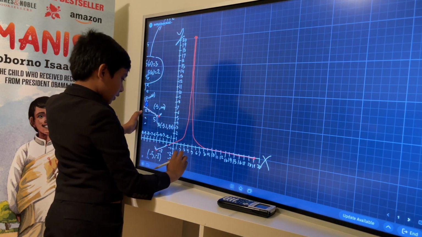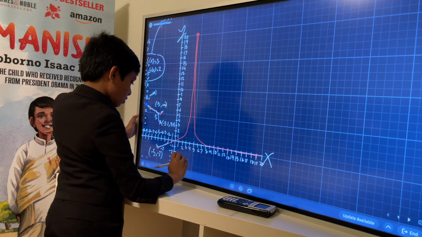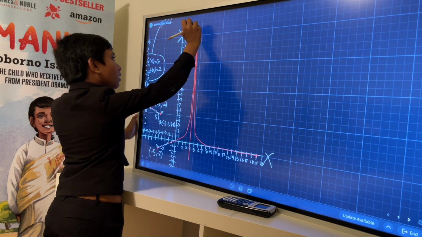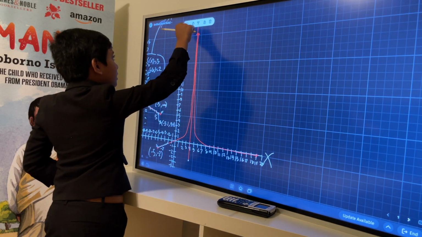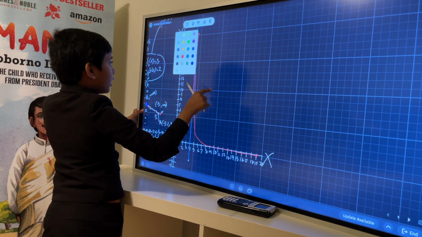That's not what I wanted. Sorry. What the? I did not like that sound. But there's the vertical asymptote. Now I'm going to change its color because it looks weird. Oh, goodness! Oh, yeah. Okay.